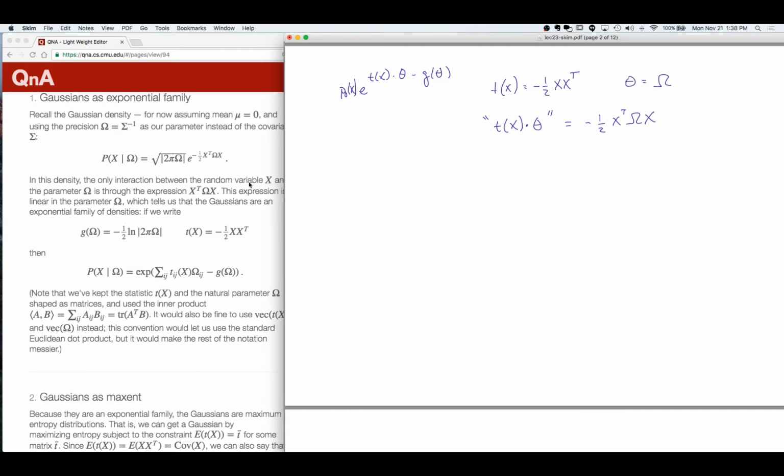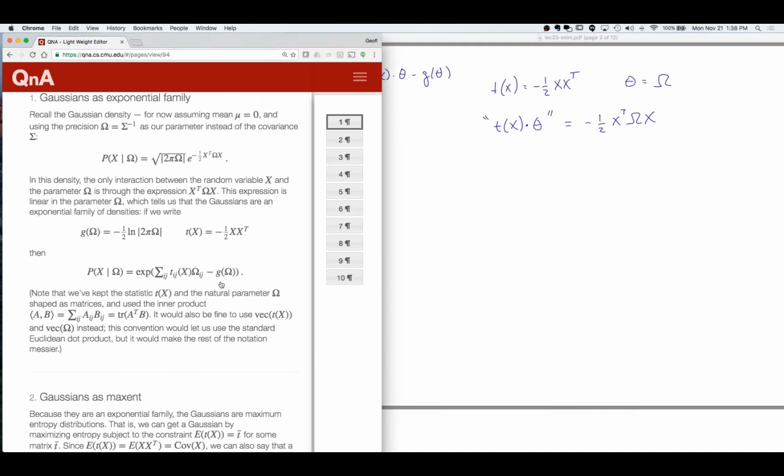All right, so taking this value of the statistic t and the log normalizer g, we can write our probability as e to the minus t dot parameters minus g of parameters. And so that represents the Gaussians as an exponential family.